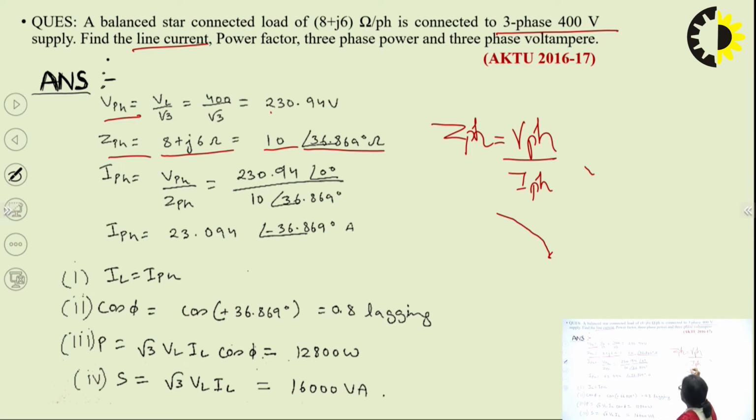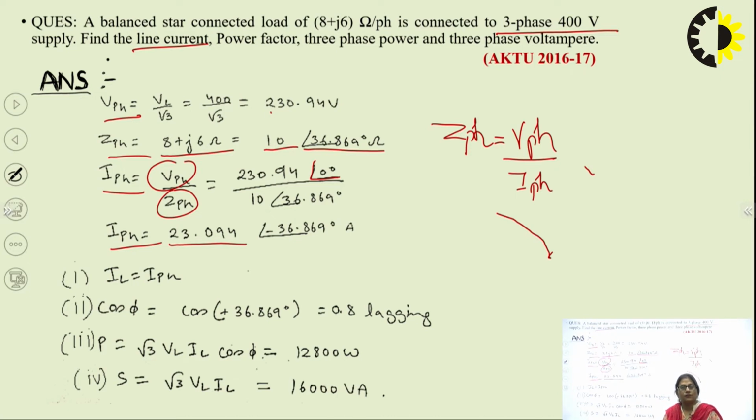So, it means that it has to be always the phase current which has to be found out, let it be star system or delta system, right? So, the phase current can be given by V phase by Z phase. What is V phase? That is 230.94, taking it as reference with an angle of 0. And Z phase, that is 10 angle 36.86. So, I'll be getting the phase current as 23.094 with an angle of minus 36.86 amperes. So, this is my phase current.